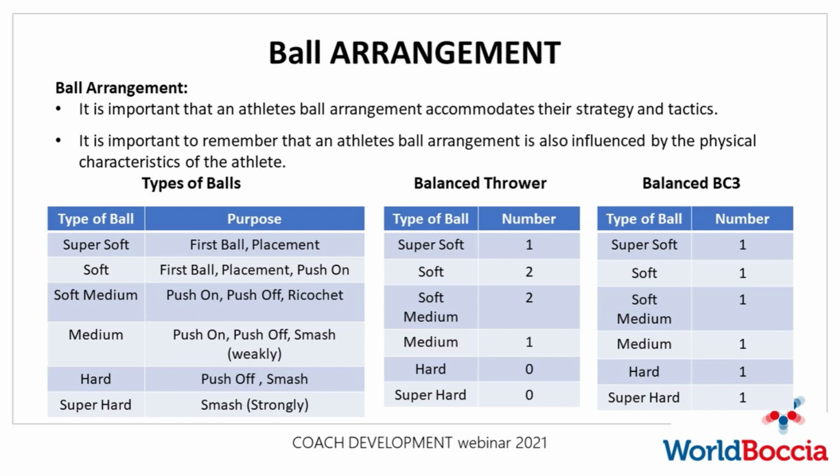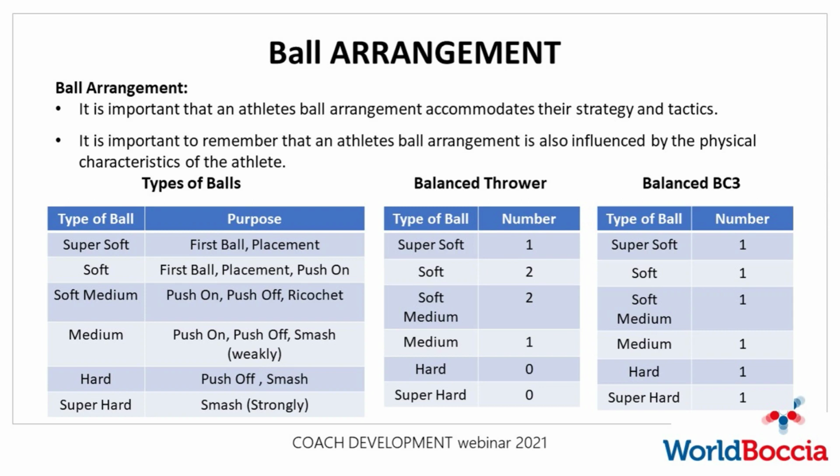So there's very little point in selecting a strategy and tactics that the athlete, based off their physical profile, is then unable to implement or execute. So it's a balance of the two. It's ball arrangement that accommodates the strategy and tactics, but also understanding the physical profile of an athlete and what tactics and what ball arrangement they need based off this physical profile.